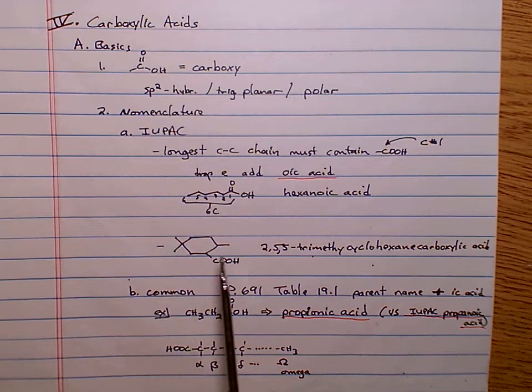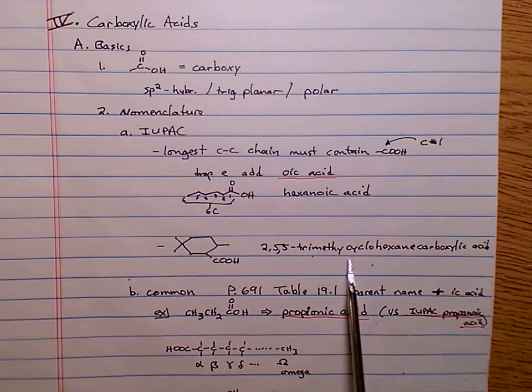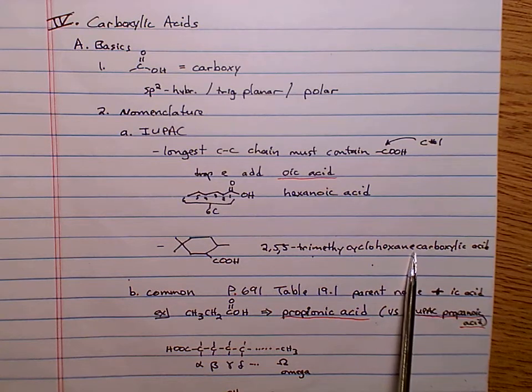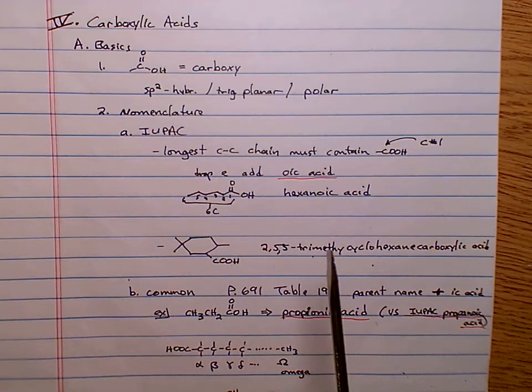So this is 2, 5, 5 trimethylcyclohexane carboxylic acid. Yeah, we just do it that way. If you've got a ring with a carboxylic acid hanging off of it, we just name the ring 2,5,5 trimethylcyclohexane, and then just add carboxylic acid to the end. Sounds fun.